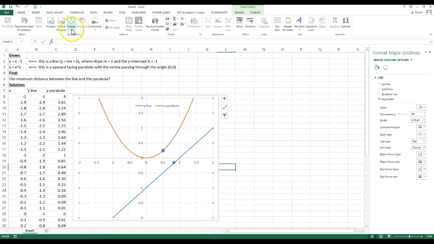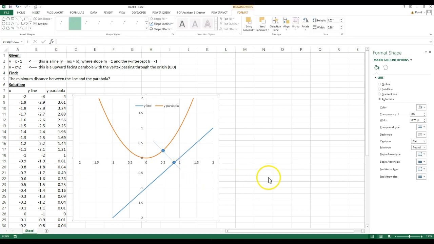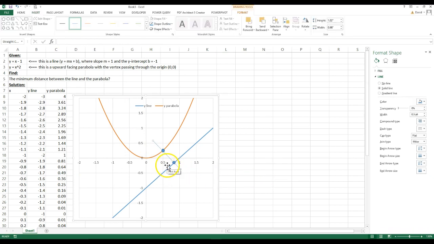insert another shape, insert a line, and you can see that the minimum is probably going to be a perpendicular. If you made a perpendicular line to this line and passed it through the tangent point on this curve, the slope at the tangent point is parallel, so the slopes would have to be the same. And if you constructed a line through that point perpendicular to this, that would be the minimum distance.